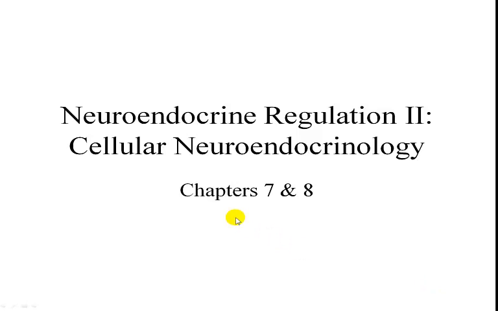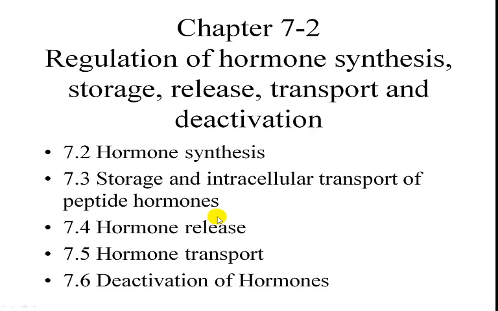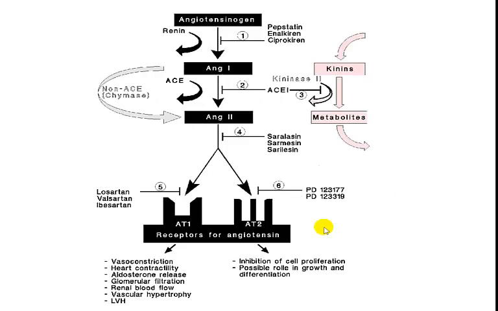Welcome back to our series of lectures on neuroendocrine regulation 2, cellular neuroendocrinology. This is the second in a series of 2 on chapter 7, and then subsequently there'll be a brief recording on chapter 8. So we continue with chapter 7 in our 7-2 lecture here, regulation of hormone synthesis, storage, release, transport, deactivation. So we're going through these sections, 7.2 to 7.6 in the textbook, and we'll follow that series.